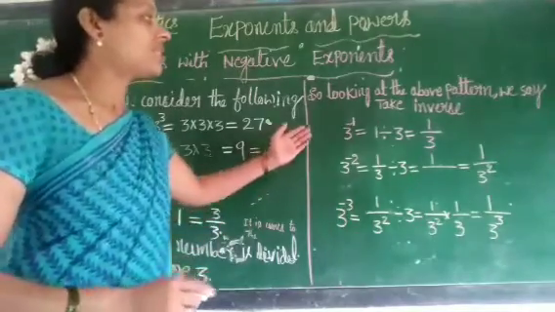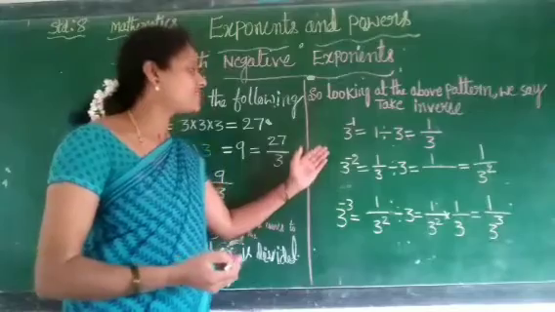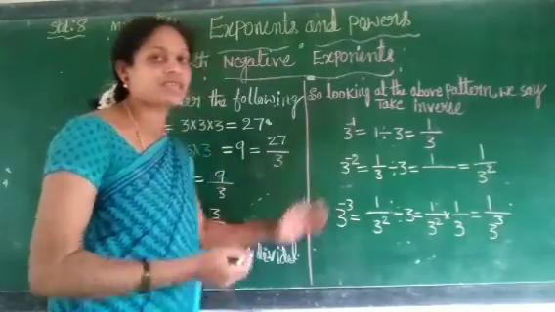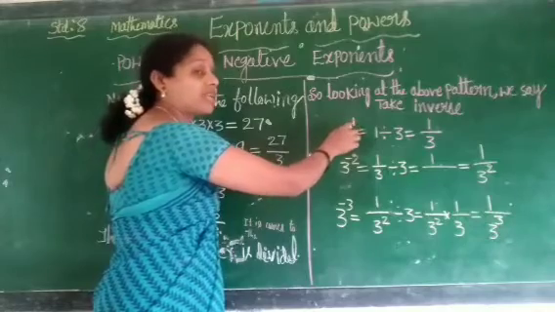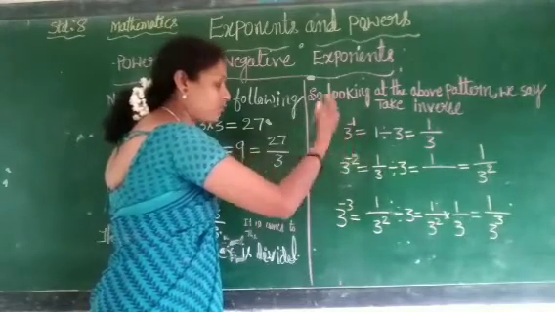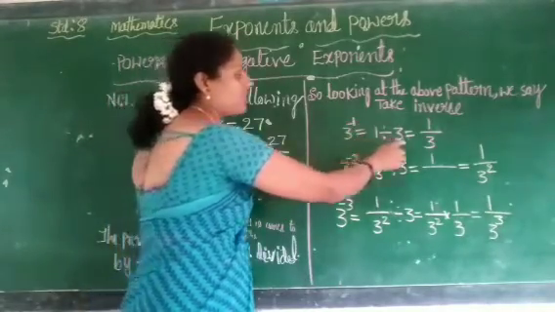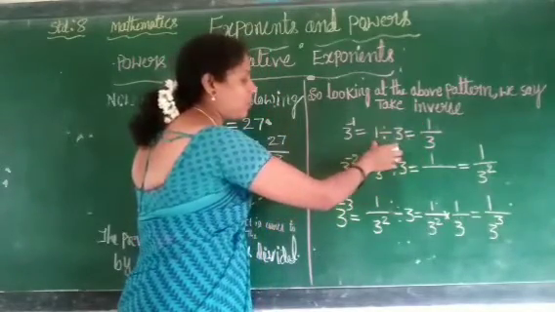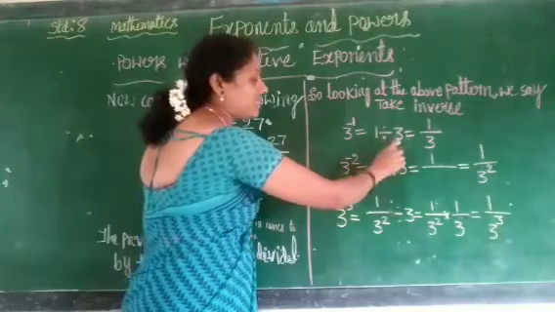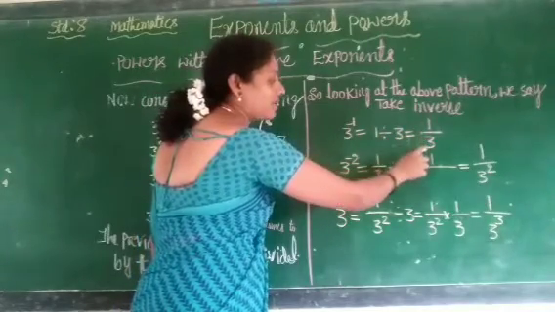So, looking at the above pattern, we say take inverse: 3 to the power minus 1, or inverse 1. 3 to the power minus 1 we can write as 1 by 3. So, in the middle portion, 1 divided by 3 is equal to 1 by 3.